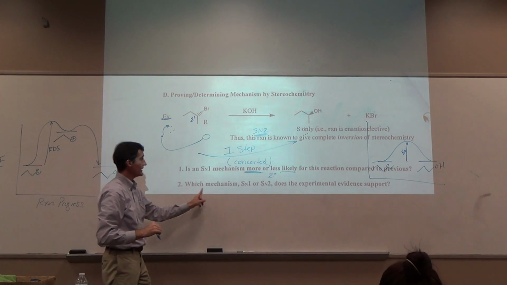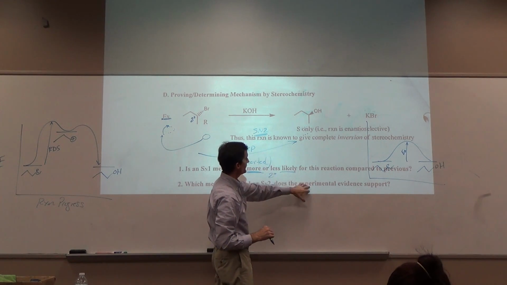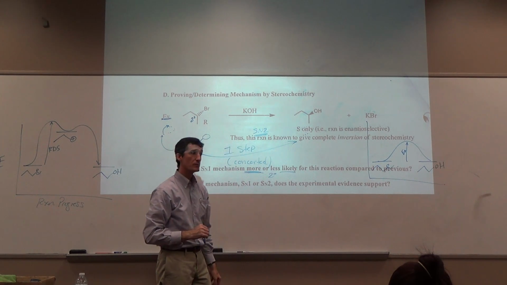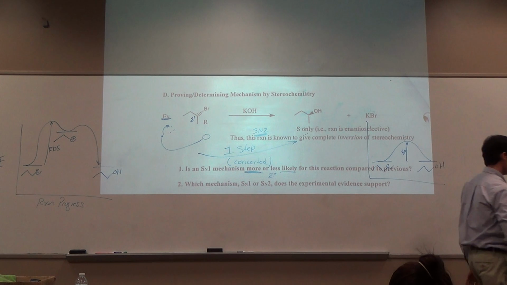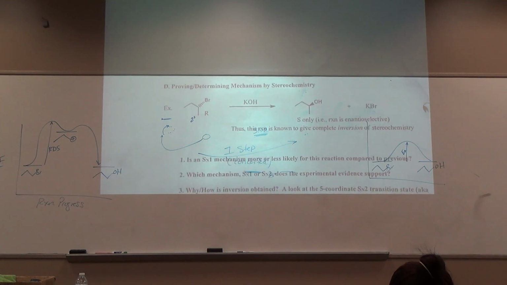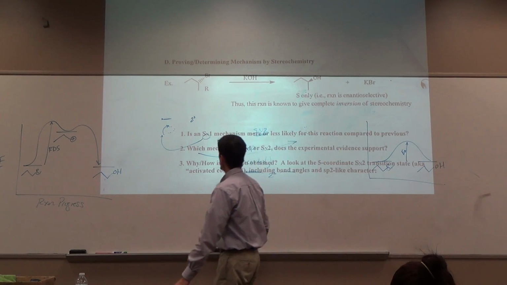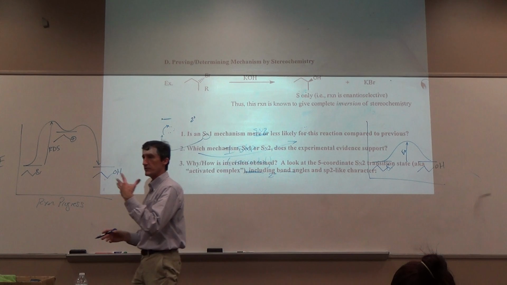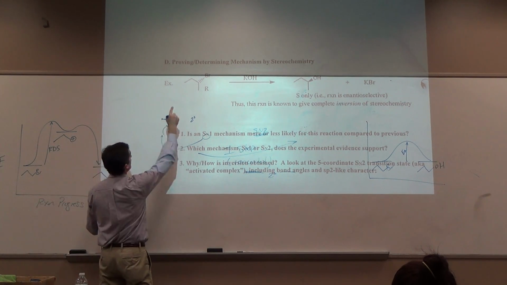Okay, which mechanism, SN1 or SN2, does the experimental evidence support? This is referring to stereochemistry. Why does it support SN2? We got complete inversion. Look back at your two mechanisms. If it's SN1, what do you form as an intermediate? Carbocation.